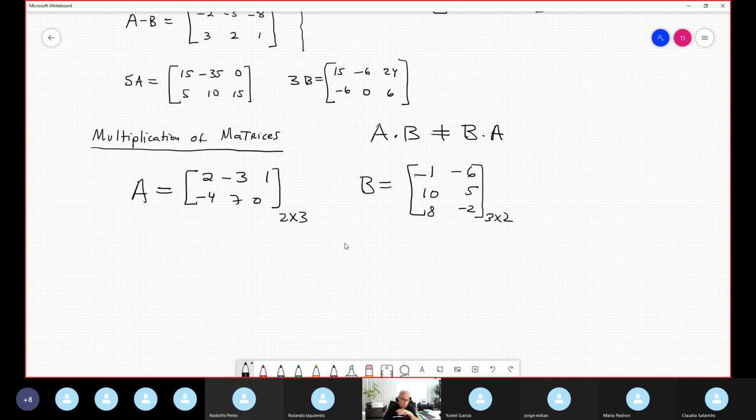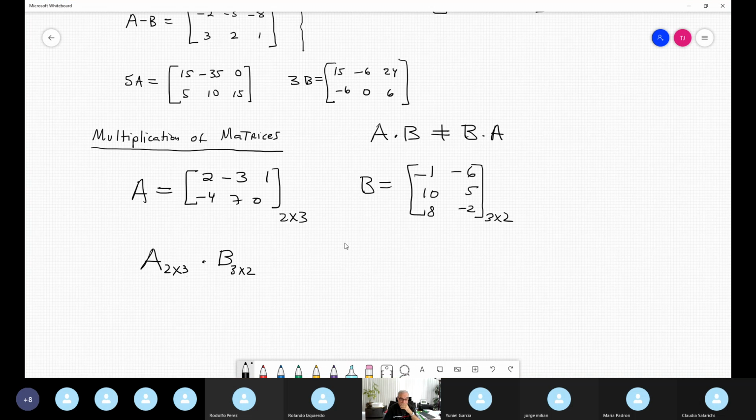The requirement for the multiplication to exist is that the matrix A is 2 by 3 times the matrix B is 3 by 2. Okay, this dimension must be the same.